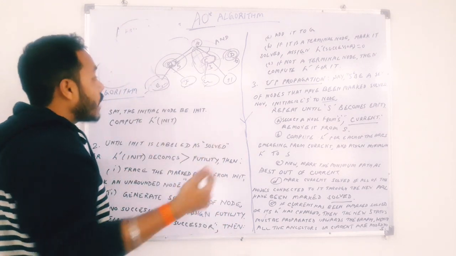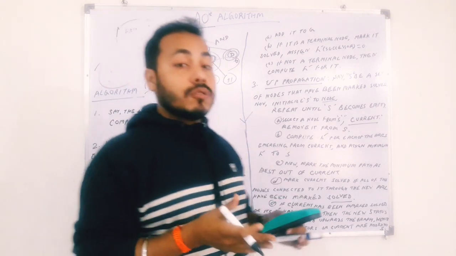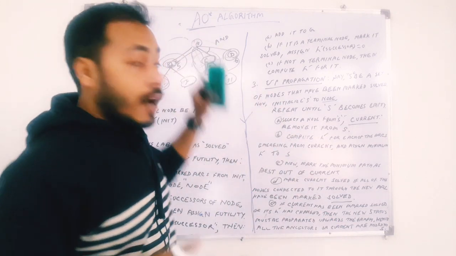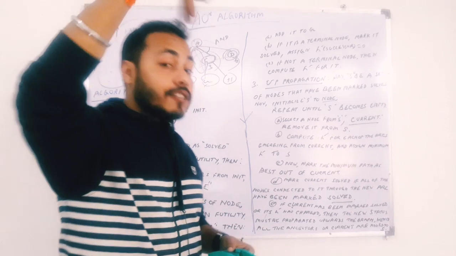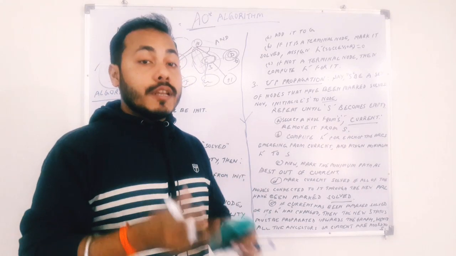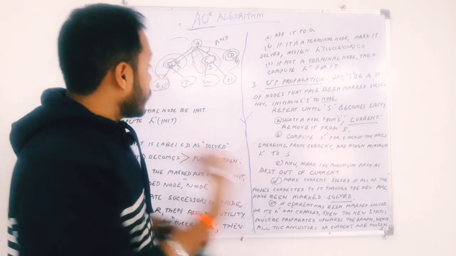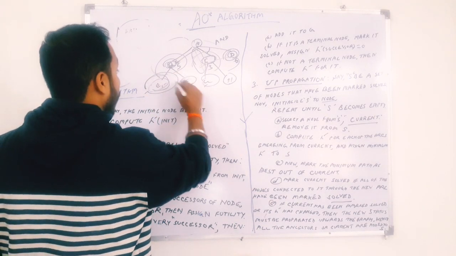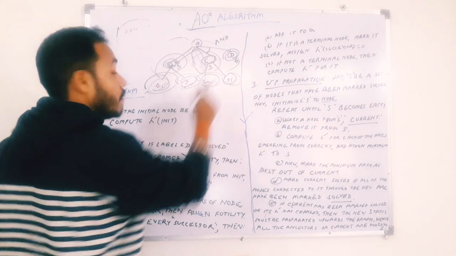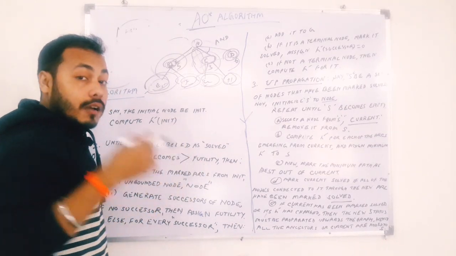And in the meantime, if you realize that selecting that node will involve an AND arc and that will increase the cost, you will again move upward and select the successor which involves less cost. That process will repeat until all successors have been evaluated or you reach the goal node.